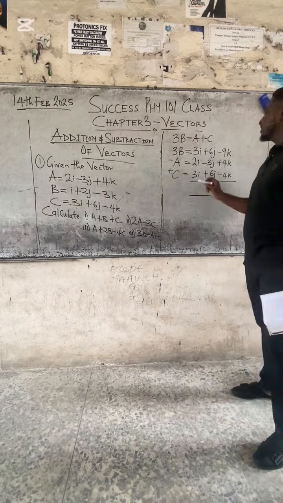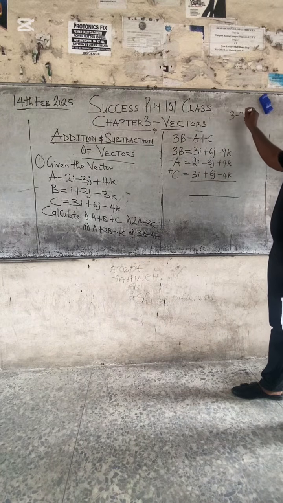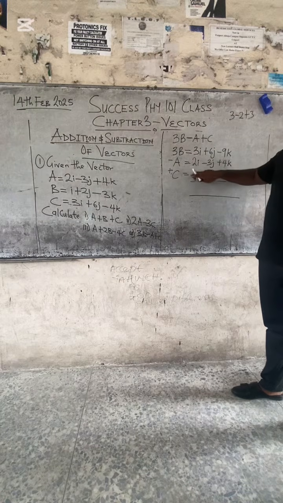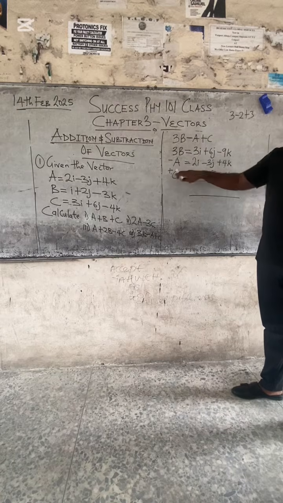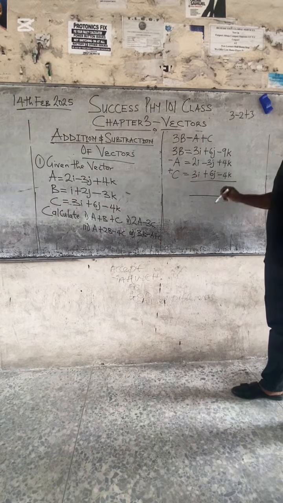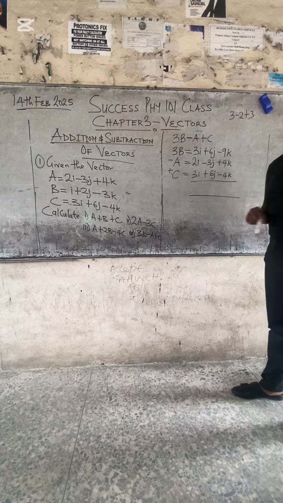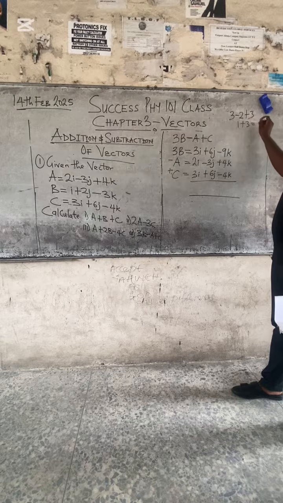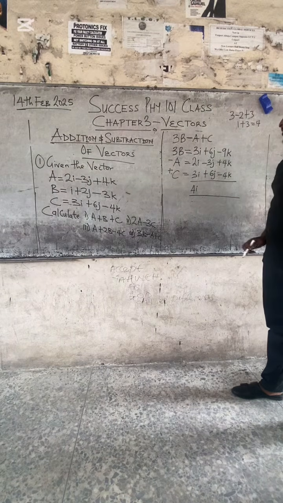Let's find the answer. 3b minus a: 3 minus 2 plus 3. Because it is 3b, take a from 3b, subtract a, then plus c. So 3 minus 2 plus 3. 3 minus 2 is 1, plus 3 is what? 4. So we have 4i.